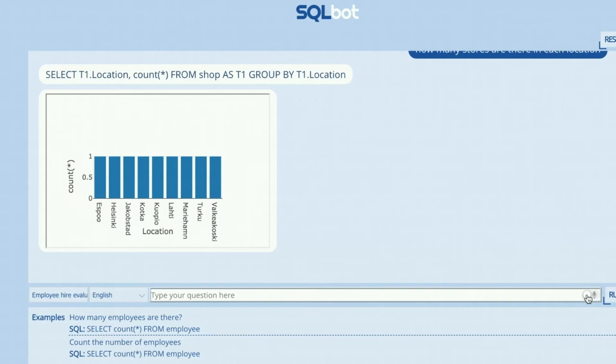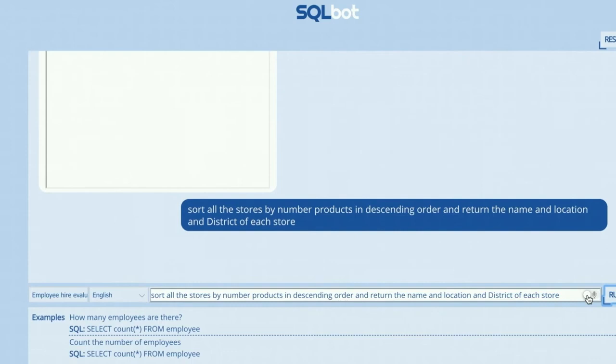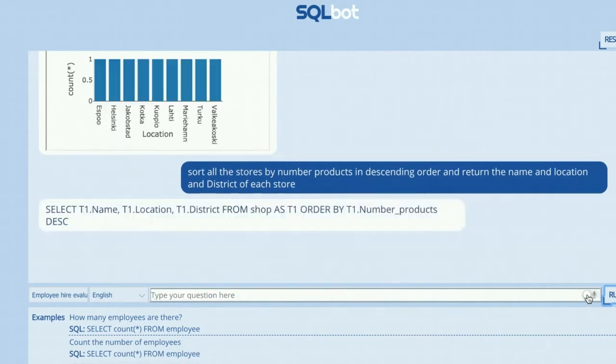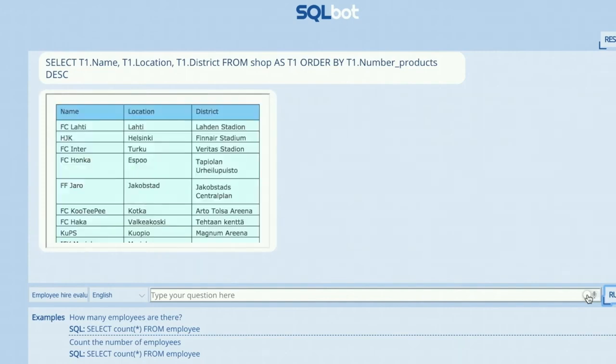Now let's send an order by query in natural language. Sort all the stores by number of products in descending order and return the name and location and district of each store. SQLbot then returns the ordered result in a table format.